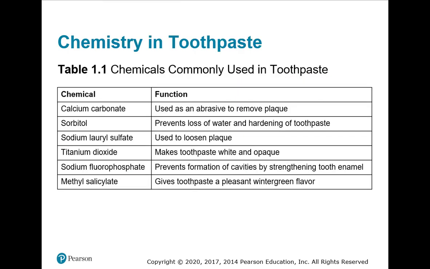Let's look at toothpaste, some chemicals that are in toothpaste. Calcium carbonate is in toothpaste, sorbitol, sodium lauryl sulfate, titanium dioxide, sodium fluorophosphate, and methyl salicylate. Notice the different functions. For example, calcium carbonate is used as an abrasive to remove the plaque. The sorbitol prevents loss of water and the hardening of toothpaste. The sodium lauryl sulfate is used to loosen plaque. So notice the function of each of the chemicals.